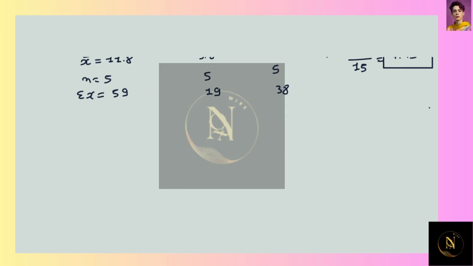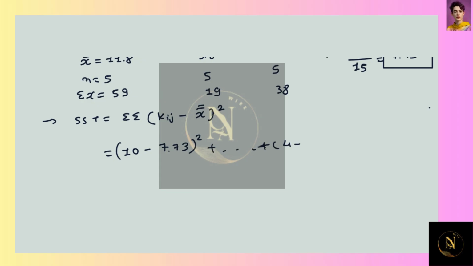Now we write SST, which is equal to the summation of x ij minus x double bar squared. We substitute values: 10 minus 7.73 squared, plus 1, plus 4 minus 7.73 squared. We simplify and the answer is 264.9335. So this is the value.